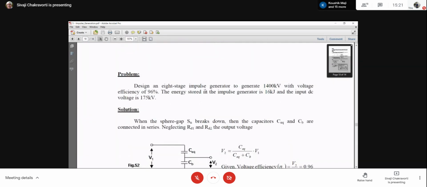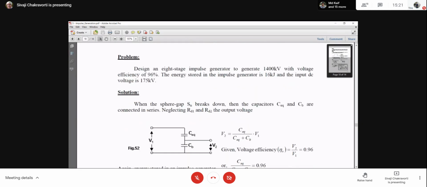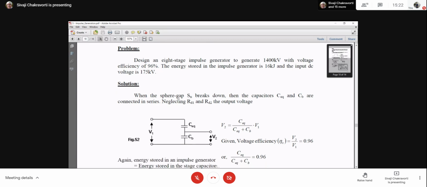This is the operational part. Now I will give you a problem. How do we solve this problem? Design an 8-stage impulse generator to generate 1400 kV with voltage efficiency of 96%. The energy stored in the impulse generator is 16 kilojoule and the input DC voltage is 175 kV. So now you have all the parameters. So how do we use it?